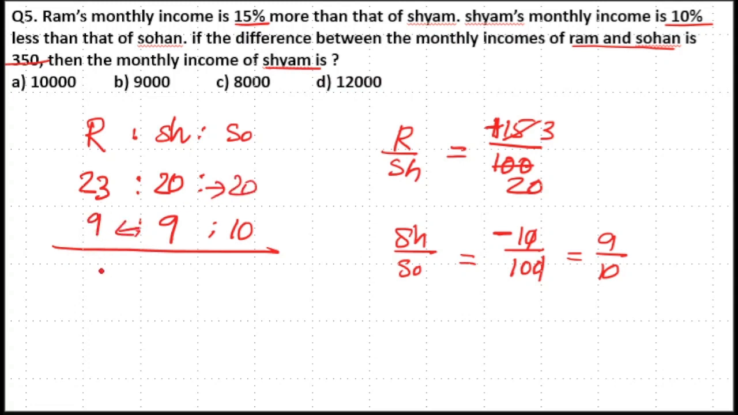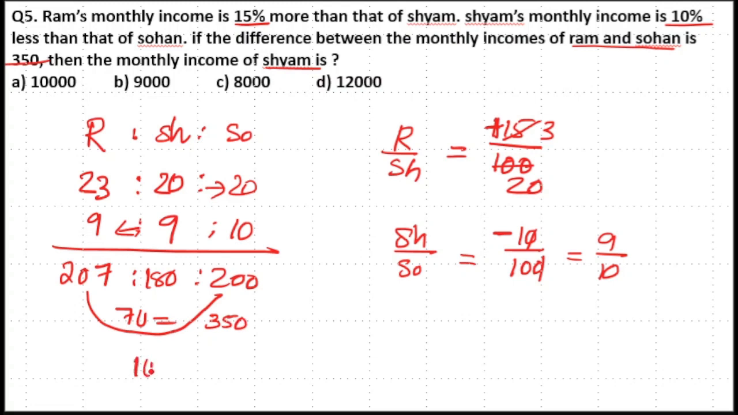23 into 9, 9 into 3, 27, 2 into 9, 18 plus 2, 20. So 9 into 20, 180, 20 into 10, 200. Here, the difference between monthly income of Ram and Sohan is 350. The difference between Ram and Sohan is 207 minus 200, that is 7 units is 350.